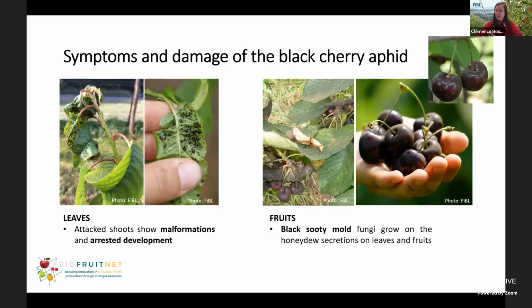For those of you who are not familiar with the black cherry aphid, here you have some pictures of the symptoms. This aphid sucks on the sap of buds and leaves, which leads to severe curling of the leaves, damaging the tree and its photosynthetic capacity. Also, they release honeydew, on which black sooty mold can grow, again decreasing photosynthetic activity, and also making the fruits unmarketable because of the dirt on them.